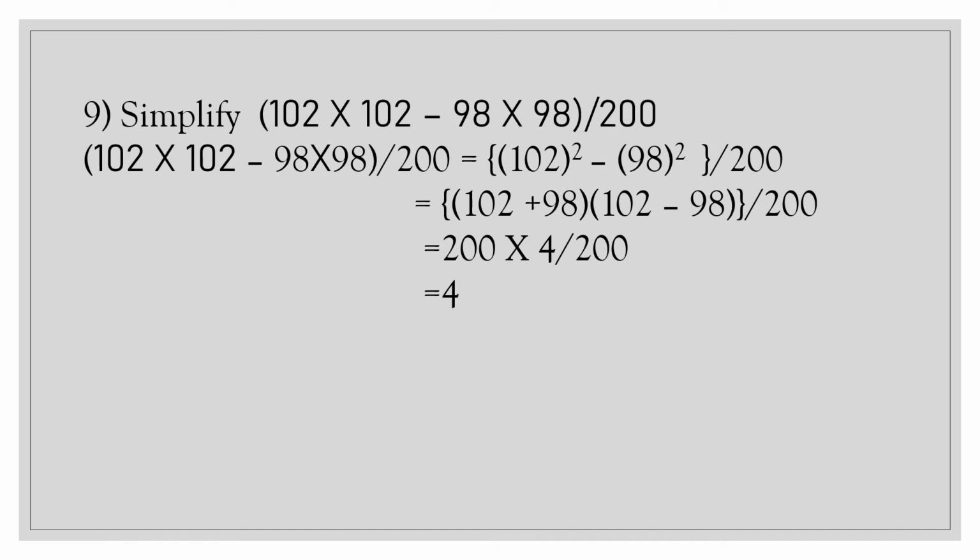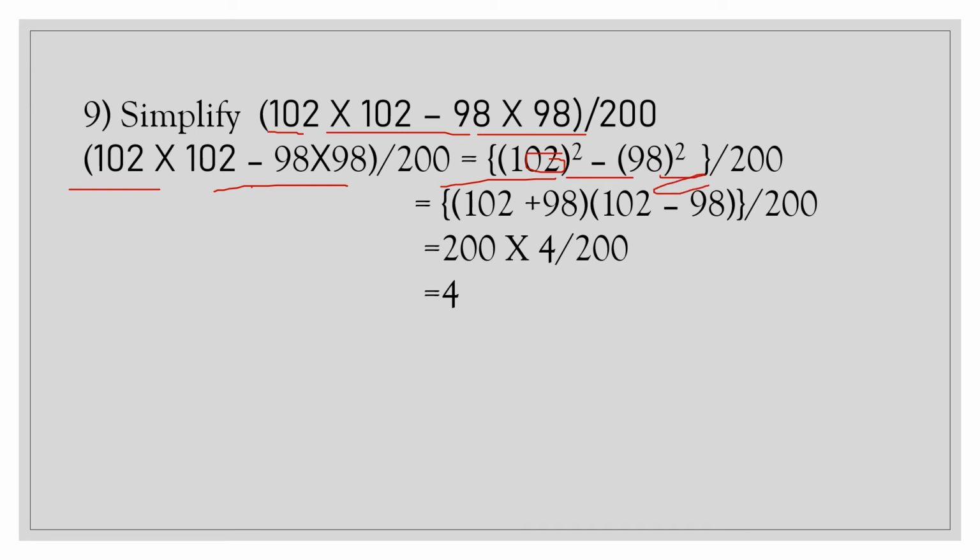Now a little different type of question I have taken up: 102 into 102 minus 98 into 98, whole upon 200. Children, here you have to look carefully in the question that 102 into 102 can be written as 102 square, and 98 into 98 can be written as 98 square, with a minus sign in between, whole upon 200.